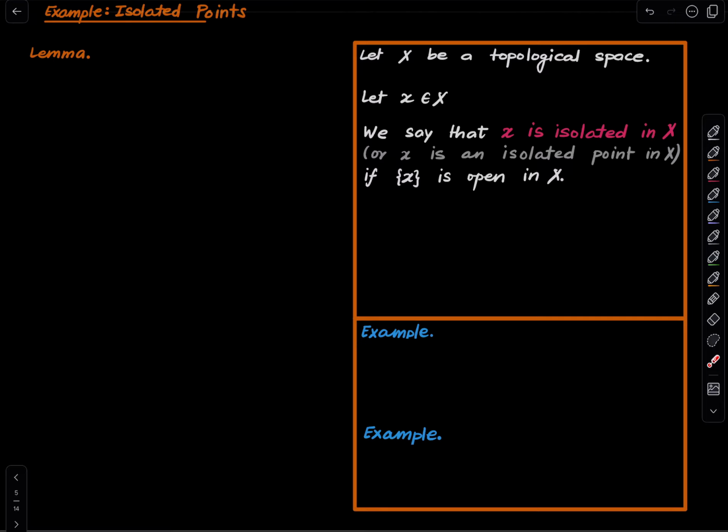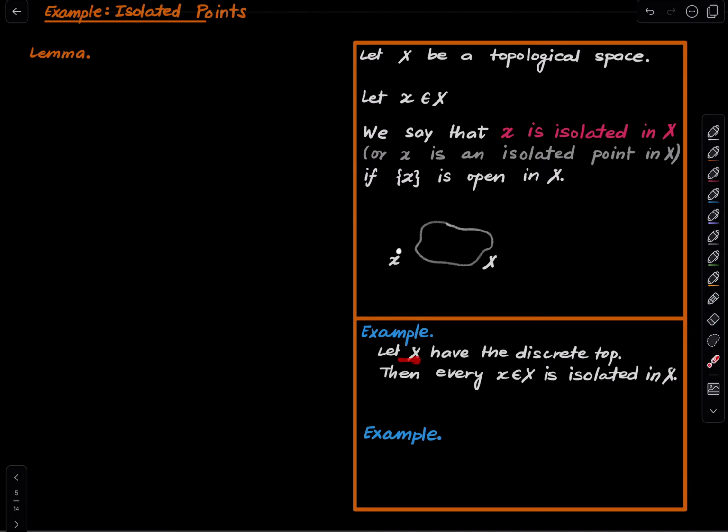Pictorially, what you can do perhaps is you have this set X, and you can maybe depict the space like this. You can depict a point lonely and perhaps the rest of the space somewhere else. That might be one way to depict the isolatedness of a point, but I can't say anything better than that right now. Let's see an example, or at least two examples.